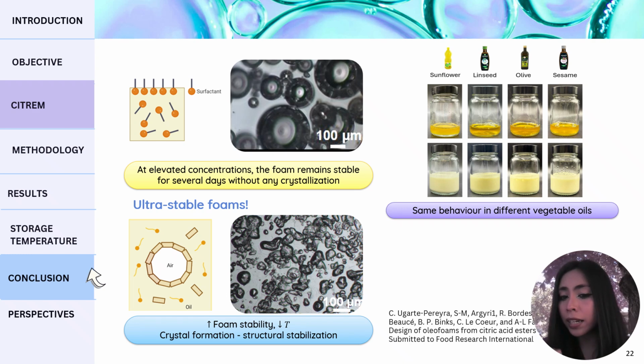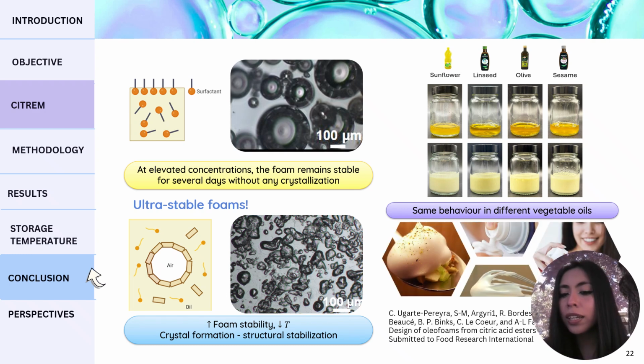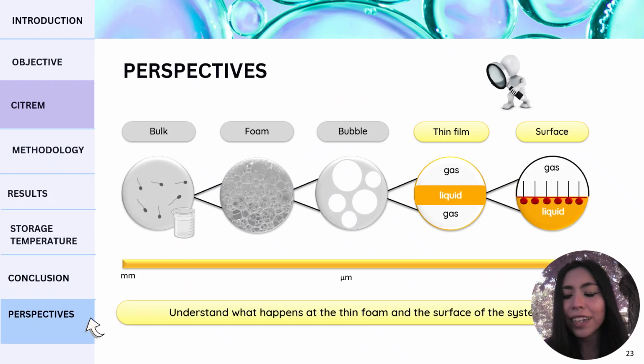We did the same study with some other vegetable oils, and we have very similar results. Then we can confirm that we can use Citrem to produce edible foams. And then as a perspective, we have to understand what happens at the thin film and at the surface of the system.